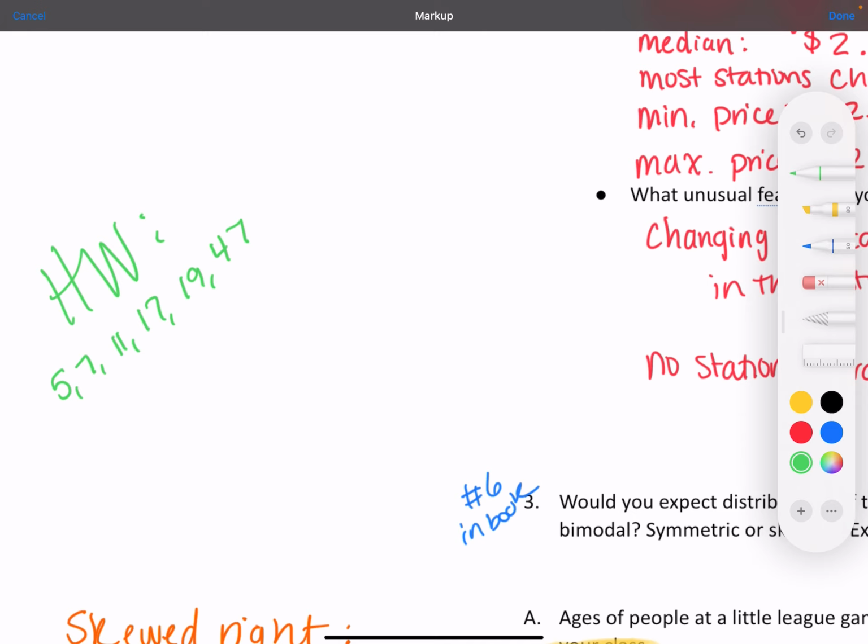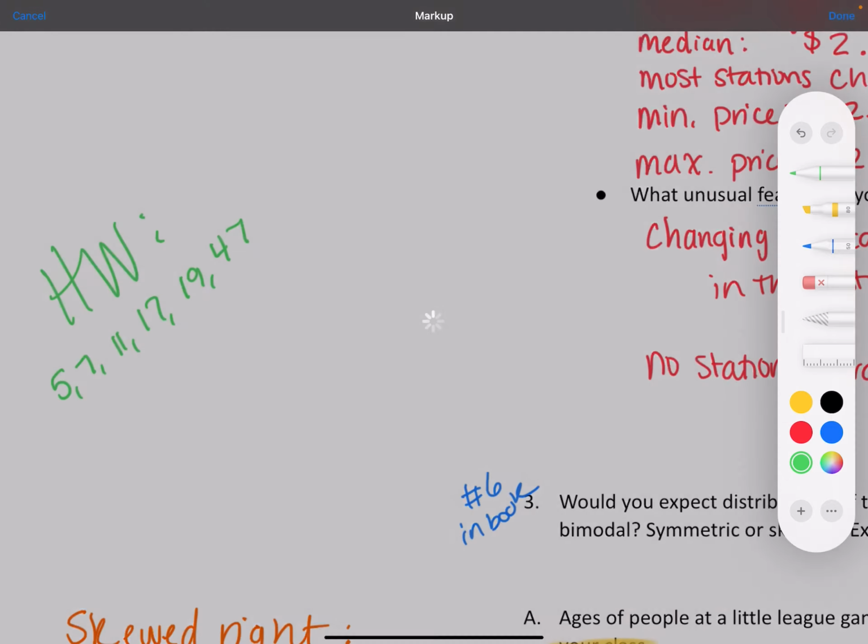I just love the dramatic change between 19 to 47. That would be the outlier. 47 is the outlier there. See, we learned.